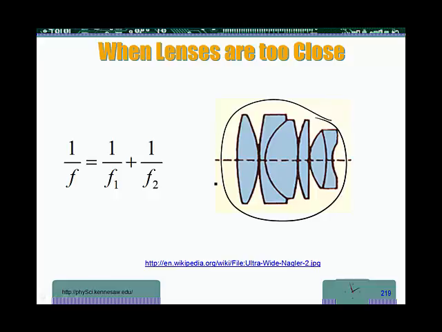The combination of all lenses is going to be a lens whose focal length you find by adding the inverse of each of the focal lengths. I wrote it here for 2, but if we have 3, it would be 1 over f3. If we have 4, I add another one, and so on. We just find the overall focal length by adding up the inverses.